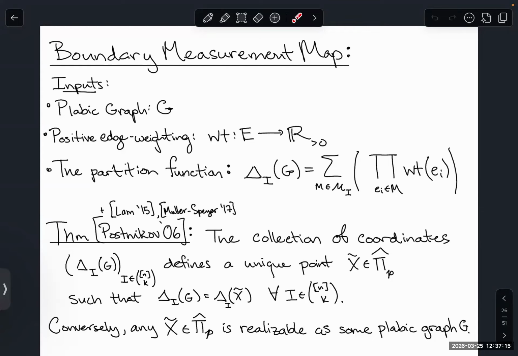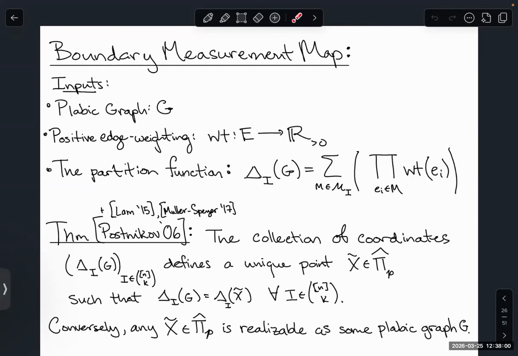And so the statement, which here I'm using a statement that's more similar to Lam's, is that the collection of the coordinates delta I of G for all I, k-subsets of n, defines a unique point x tilde in the affine cone over the positroid cell, such that the partition function matches up with the Plücker coordinates on this point for every I. And conversely, any point in the positroid cell is realizable as some plabic graph, right?